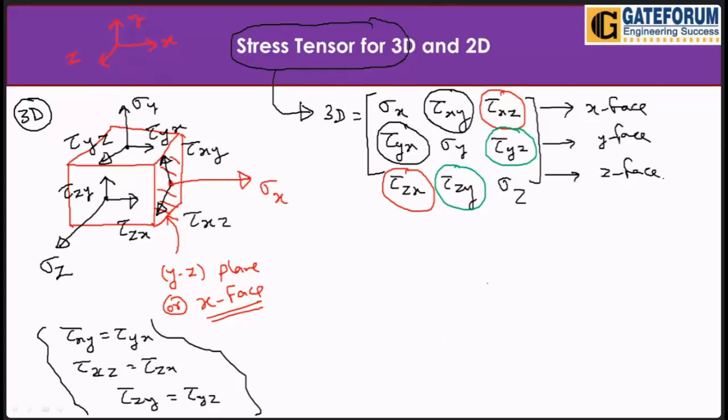And what about 2D? If you go for the 2D stress tensor, now just look at it. We have only this. Only this will be 2D, from here to here. This will become 2D like this only.